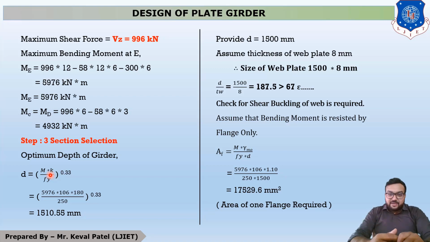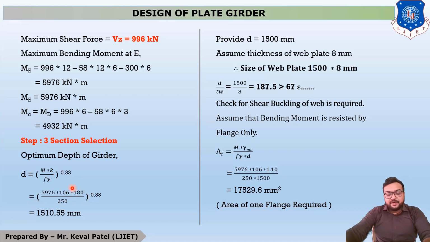The third type of example, which is not discussed here, is when you have to design a plate girder having vertical as well as horizontal stiffeners. At that time, you take the value of k equal to 250. So these are the three main differences, based on the types of stiffeners provided, in the value of k. This is our second type of example, where we only have to provide transverse stiffeners.